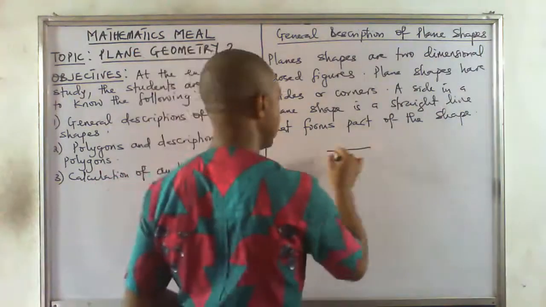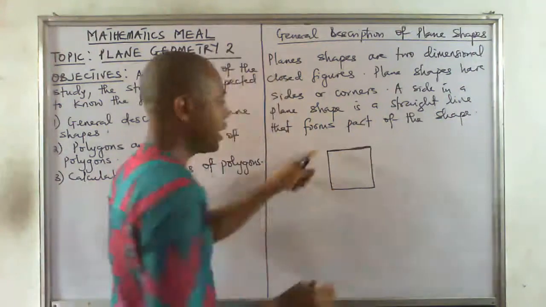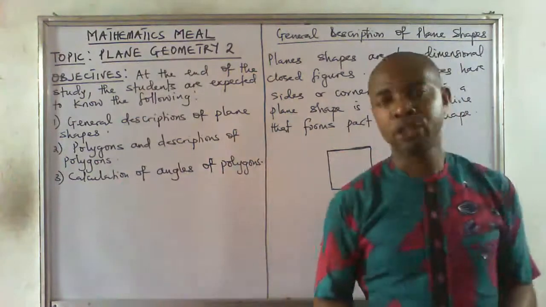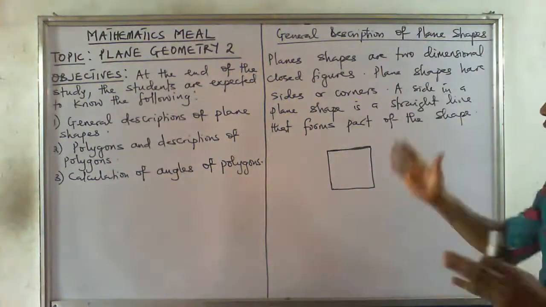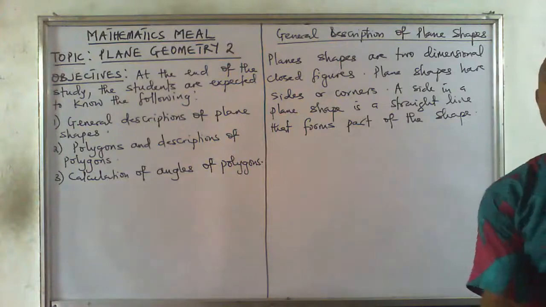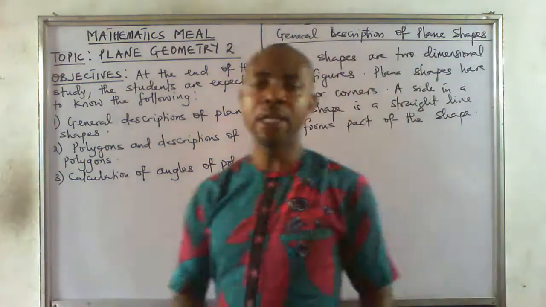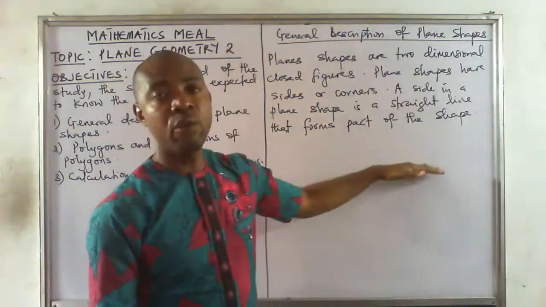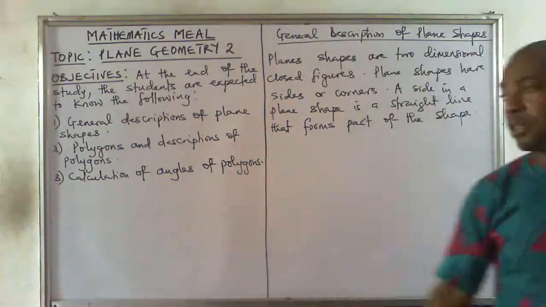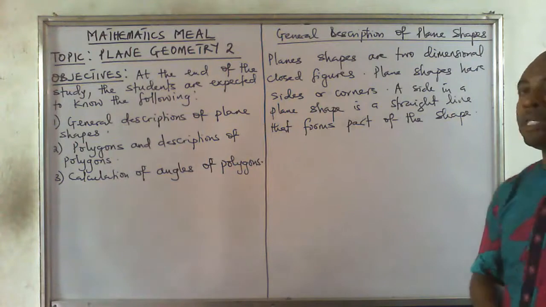So if I have this, now, this is a side in a plane shape and it forms part of the shape. All right. So we have known the meaning of plane shapes, and we have said also that plane shapes have sides, or what we may refer to as corners. And we say that a side in a plane shape is a straight line that forms part of the shape. A straight line that forms part of the shape is a side in a plane shape.